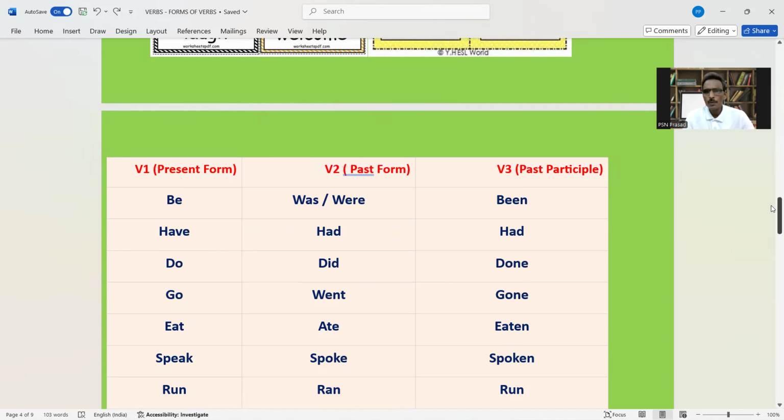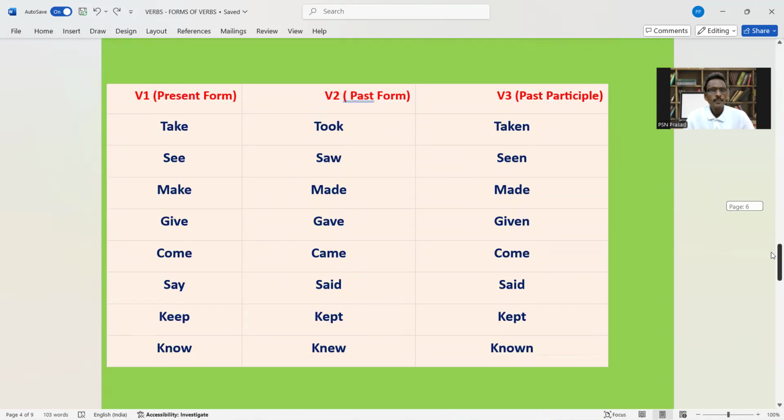See here some examples. You can find them here. For example, take. Okay, I take a cup of milk every day, right? So that is what is happening every day. That is present form. That comes under present tense. So we use take. And it changes into took in the past form. Usually I take a cup of milk every day, but yesterday I took a cup of coffee, right?